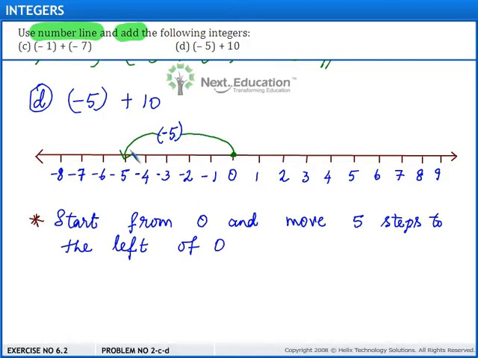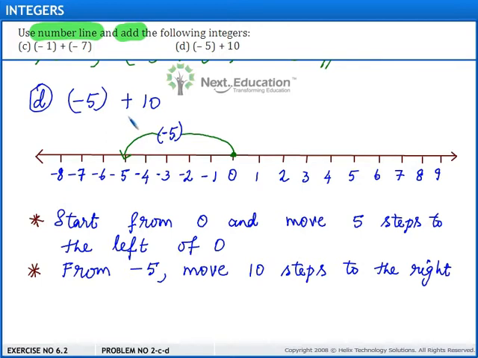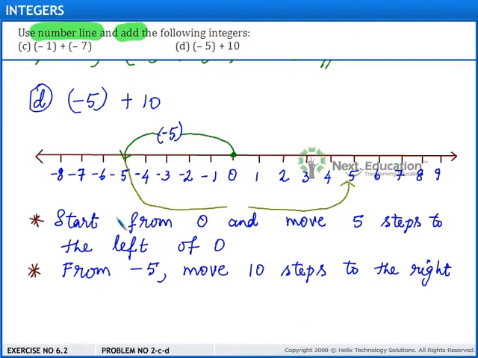Since we are moving 5 steps towards the left, we are denoting this by -5. Next, we need to add 10 with -5. So now we are at -5. From -5, we need to move how many units to the right? Yes, we need to move 10 units to the right, starting from -5. Thus, we have moved 10 units, that is 10 steps to the right, starting from -5, and we reached 5.